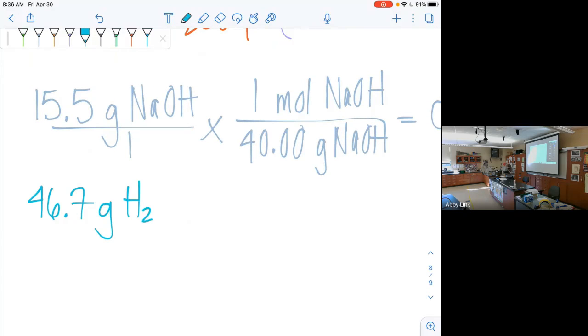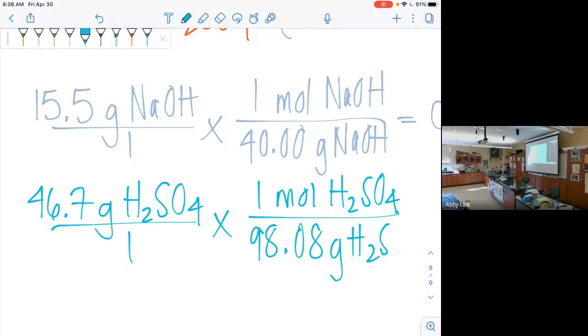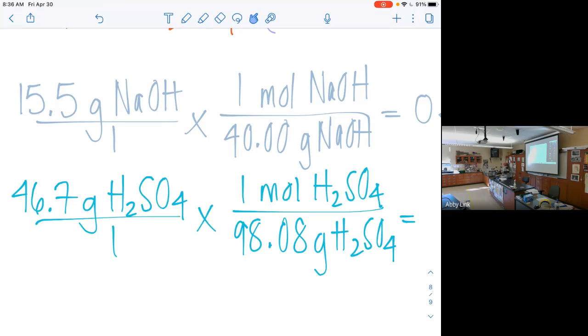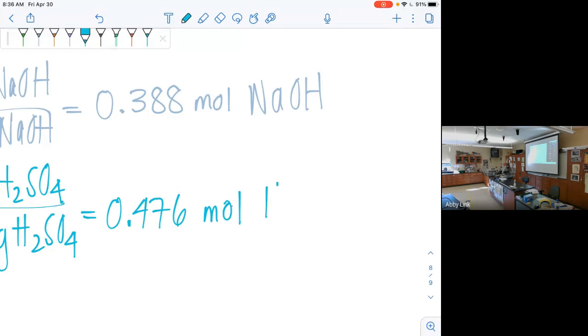Which is H2SO4. 1 mole of H2SO4 on the top. And our molar mass for that we found to be 98.08. So plug that into the bottom. All right, again, looking for 3 sig figs here, I end up with 0.476 moles of H2SO4.